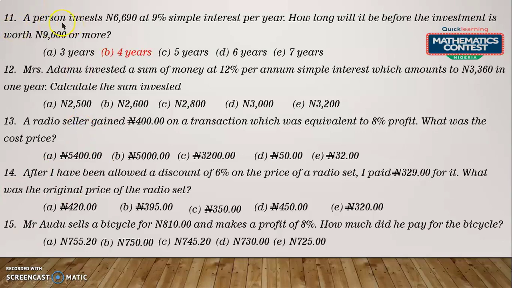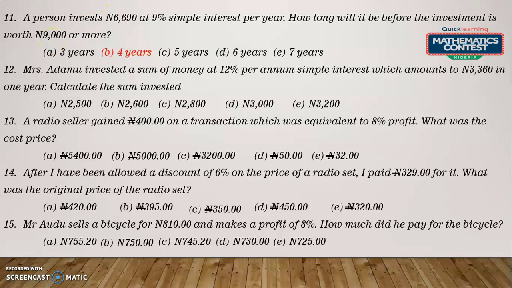Understand. Now, a person invests this amount at 9% simple interest per year. How long will it take before the investment is worth this or more? This value is actually the amount. So what we're going to do here now is subtract the principal from this amount.